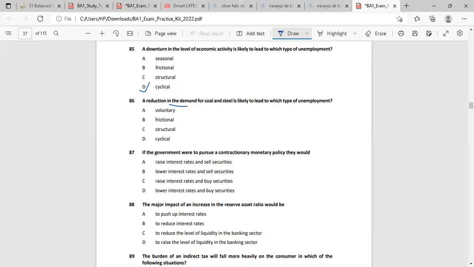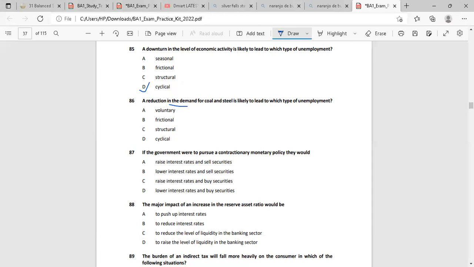It's not about voluntary. Frictional is short gaps in employment because of shifting between jobs. That is frictional. Structural, here, which type of unemployment? It is not cyclical because there is no change in the level of economic activity. So how do we explain the structural part of it?